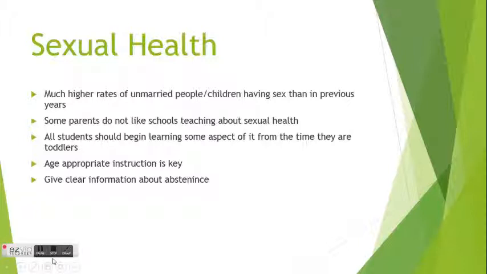A lot of times it's better to start in preschool with sexual education, such as just teaching children about their own bodies and then work to the other gender's body. And in the older grades, they should be taught that abstinence is the best way to prevent themselves from having diseases or getting pregnant and things of that nature.